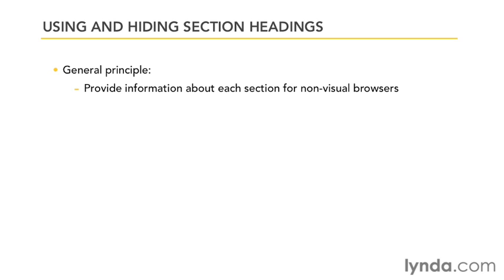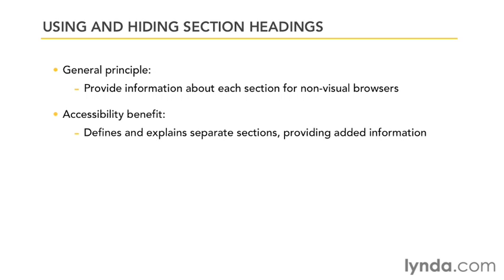The reason why you want to add section headings is to provide information about each section for the non-visual browsers, so text-only or text-to-speech browsers. The accessibility benefit is obvious. These section headings define and explain separate sections, providing additional information to the person visiting the site.